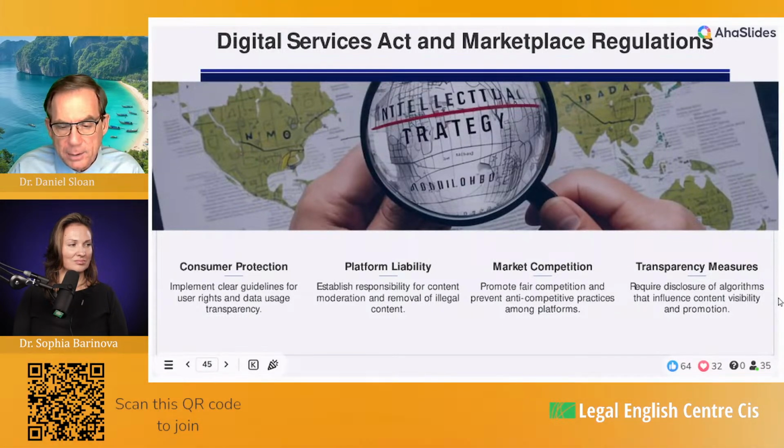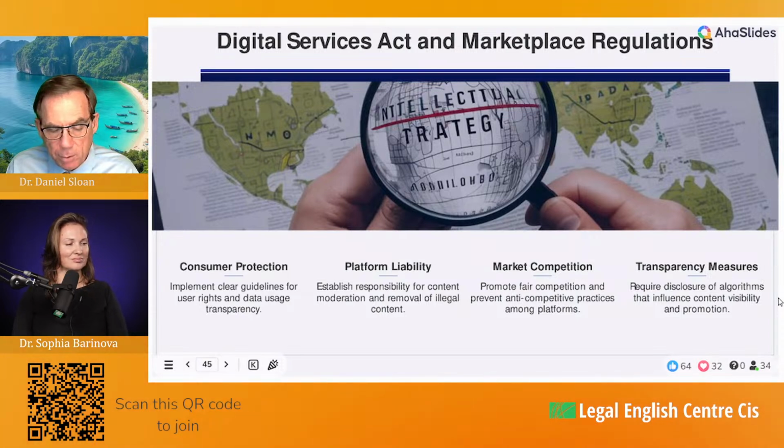Digital Services Act and marketplace regulations. For consumer protection, we implement clear guidelines for user rights and data usage transparency. For platform liability, establish responsibility for content moderation and removal of illegal content. For market competition, to promote fair competition and prevent anti-competitive practices among platforms. And transparency measures, require disclosure of algorithms that influence content visibility and promotion.